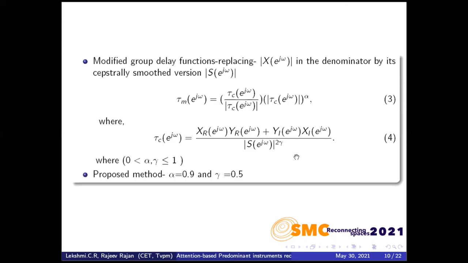Therefore, the modified group delay functions are obtained by replacing the denominator with its exceptionally smooth version S e raised to j omega. The two parameters, alpha and gamma, are introduced to control the dynamic range of mode GD. For the proposed method, we choose alpha is 0.9 and gamma equal to 0.5.